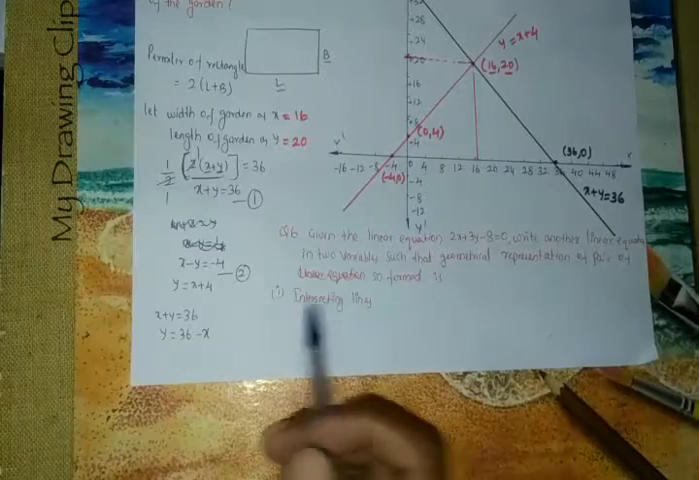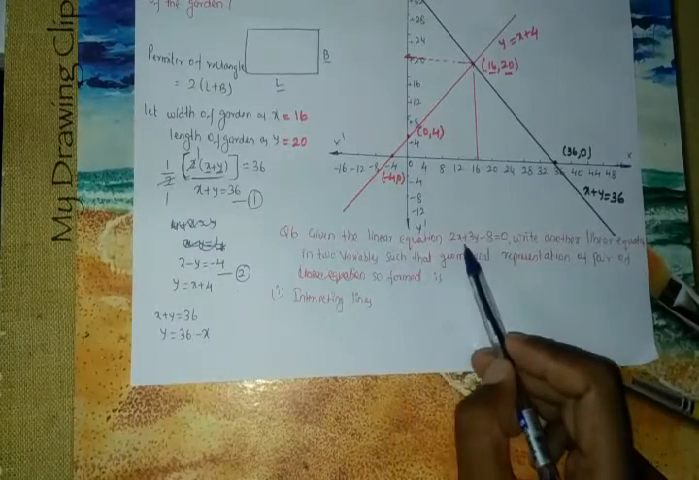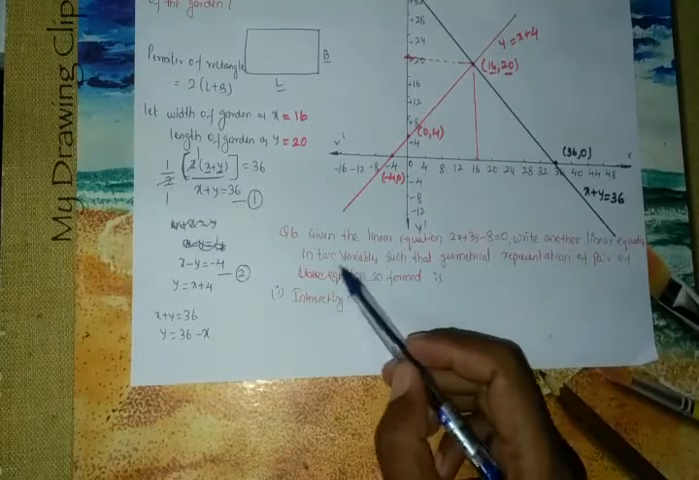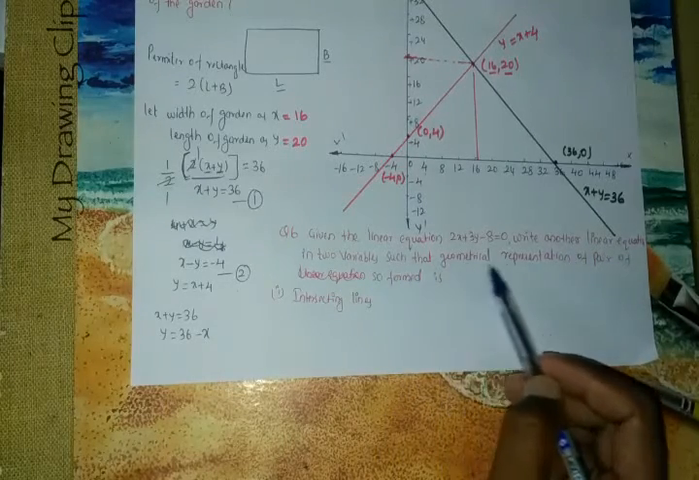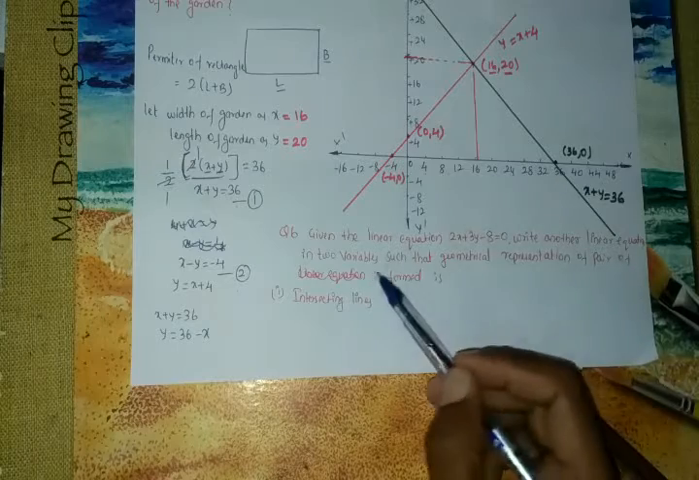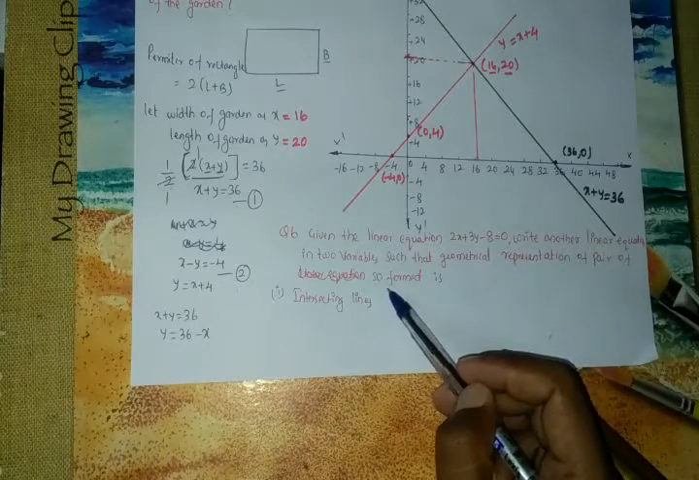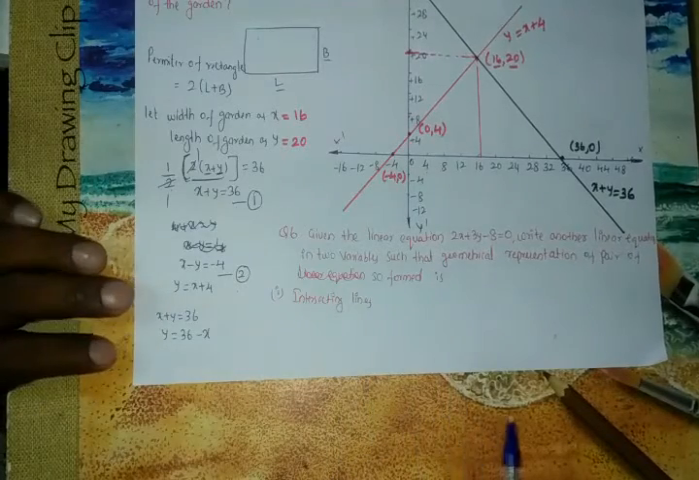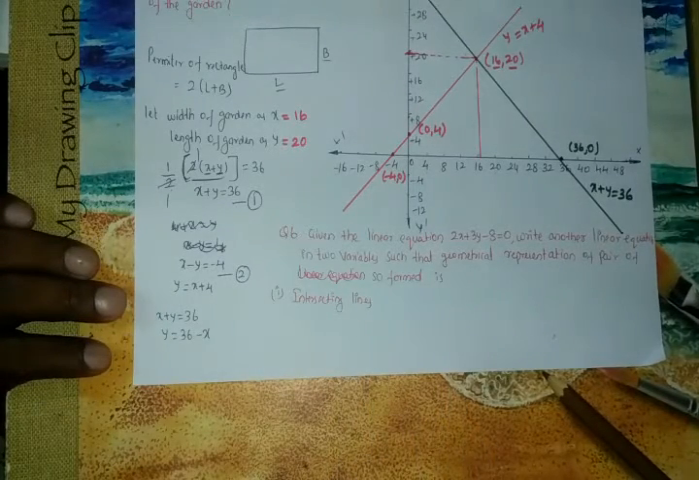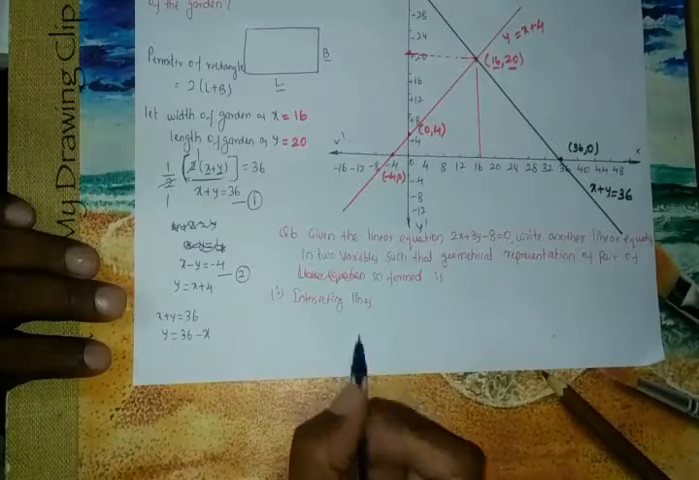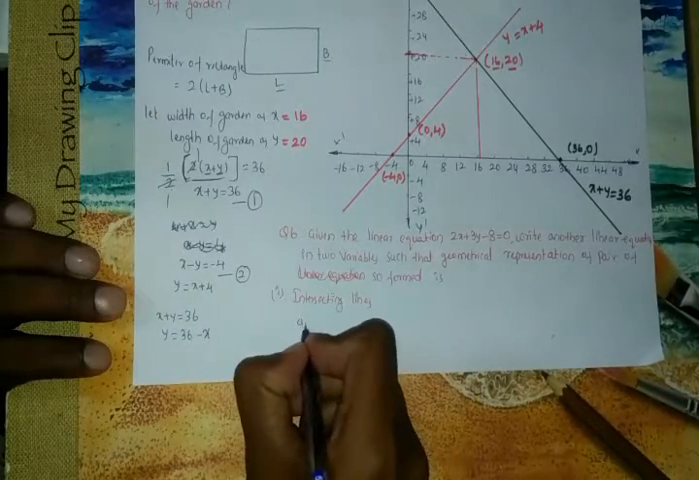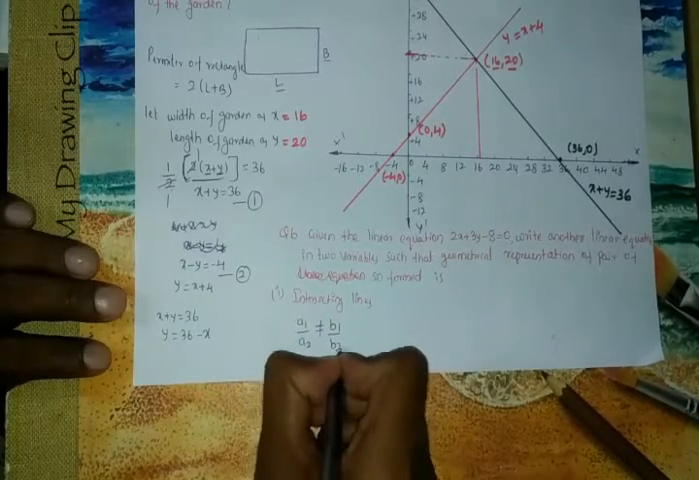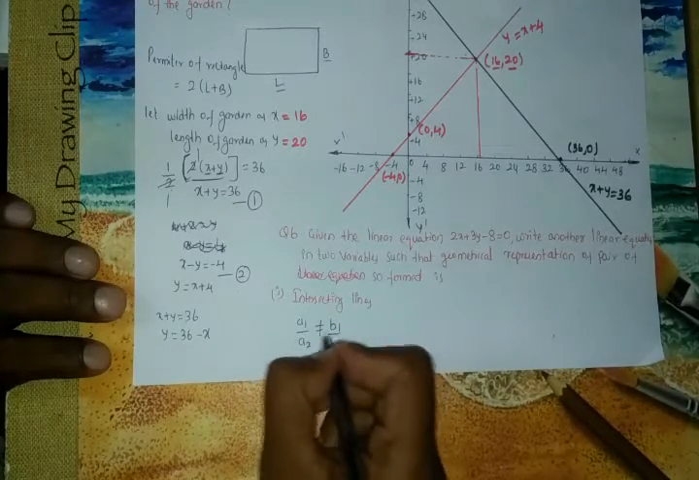Question number 6. Given the linear equations 2x plus 3y minus 8 equals to 0, write another linear equation in two variables such that geometrical representation of pair of equations so formed is intersecting lines. Okay, so we know that for intersecting lines the ratios a1 by a2 is not equals to b1 by b2. This condition we know.